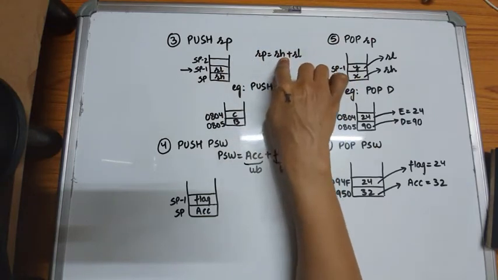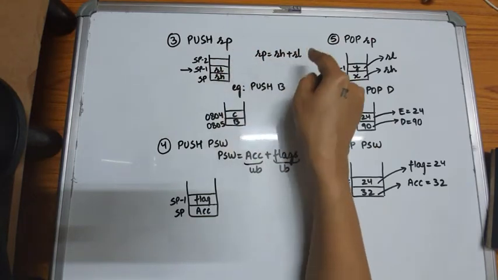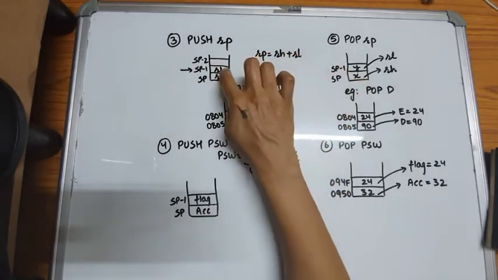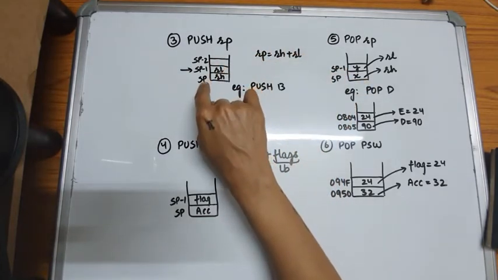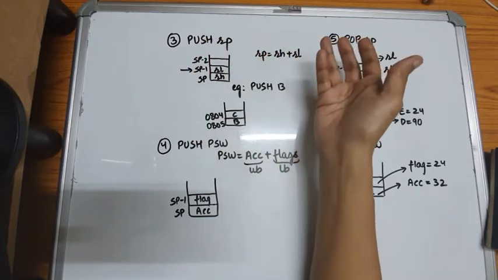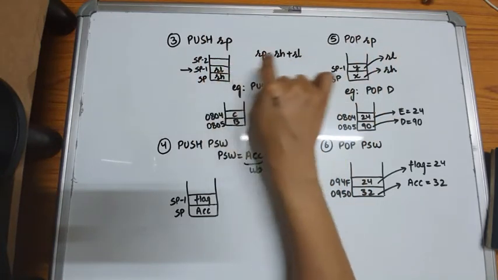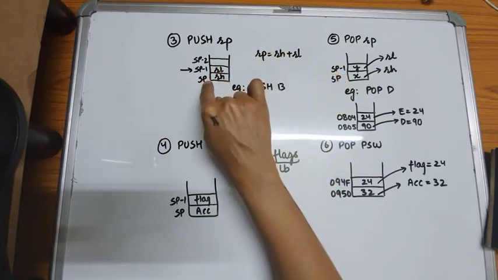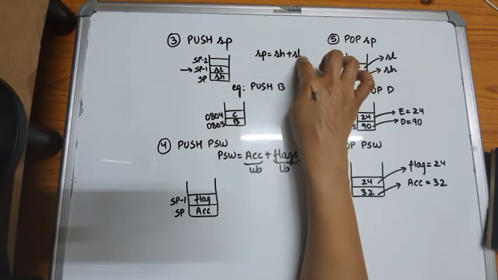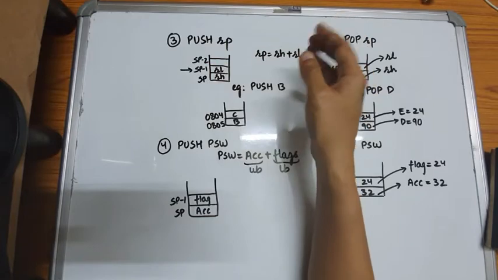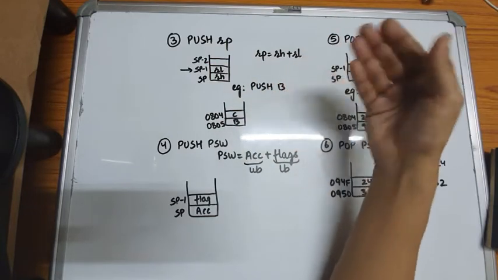The upper register will be pushed first and following will be the lower register. For example, SP is the higher address value and SP minus 1 is the lower address value. So the upper register goes into the higher address value and the lower register goes into the lower address value. It will be more clear when we do it in an example.